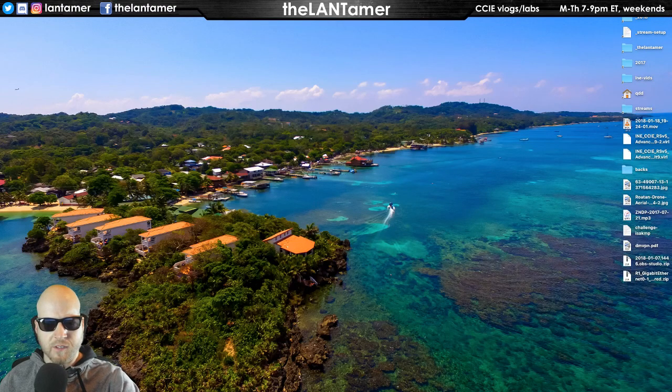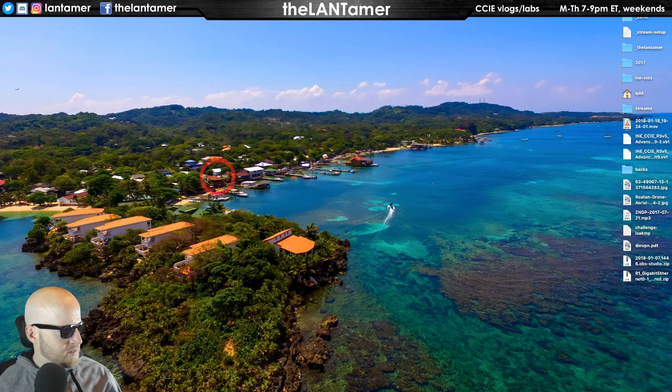Again, another photo of Roatan. This is near West End, I believe. But you're like, what's all that in the water? Well, that is part of the Mesoamerican Barrier Reef, a diver and snorkeler's paradise. So anyway, that's going to help keep us going.